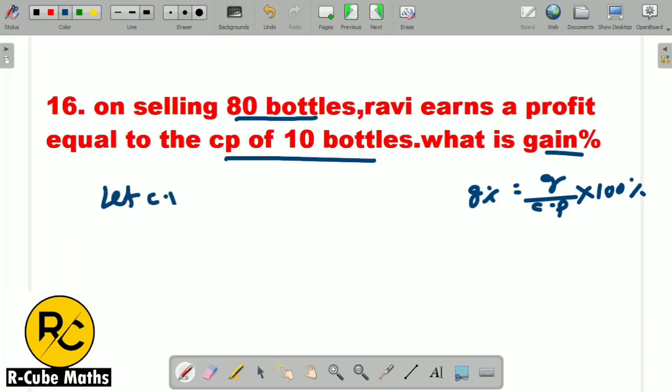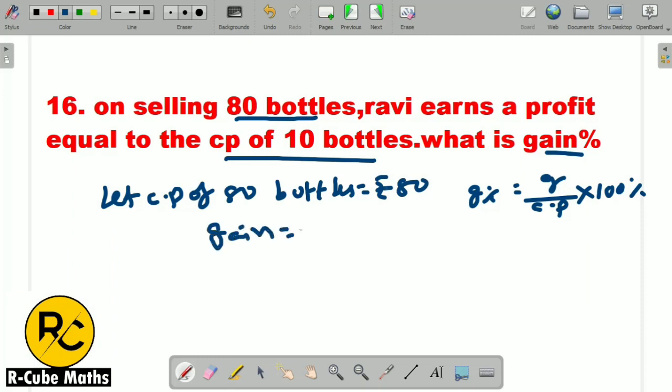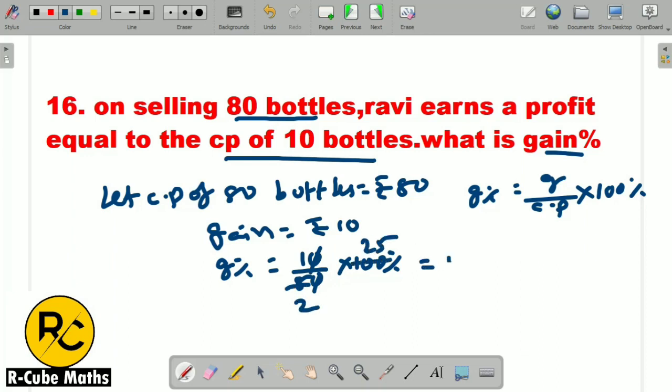Let the CP of 80 bottles be 80 rupees. Now gain is the CP of 10 bottles. CP of 10 bottles means 10 rupees. Gain is 10 rupees. Now gain percent: 10 rupees is the gain on CP of 80 rupees. To get the percentage, multiply by 100. So the 0 will be cancelled. 4 twos, 4 25s. Half of 25 is 12.5%, which is the required answer.